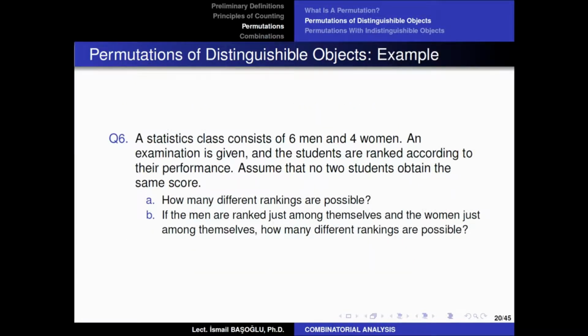Now, let us solve this question to understand the number of permutations concept. A statistics class consists of 6 men and 4 women. An examination is given and the students are ranked according to performance. So there are 10 students in this class. 6 of them are men and 4 of them are women. Everybody is ranked according to their performance, and we assume that no 2 students obtain the same score. So everybody is graded, but different students are getting different grades. The question is this: how many different rankings are possible? In how many different ways can I rank these 10 students according to their grades?